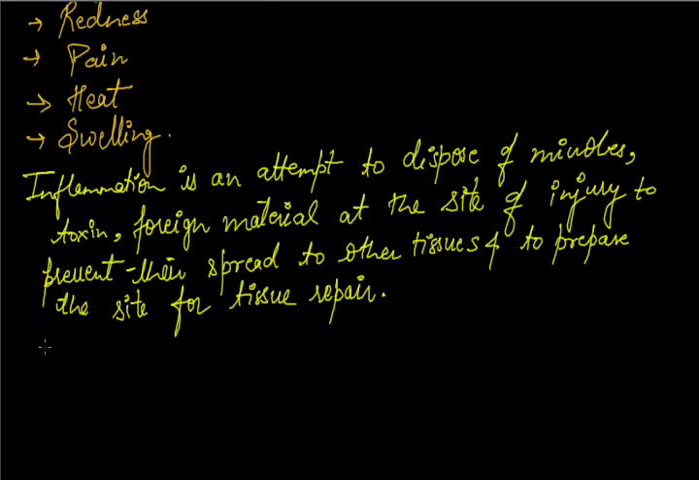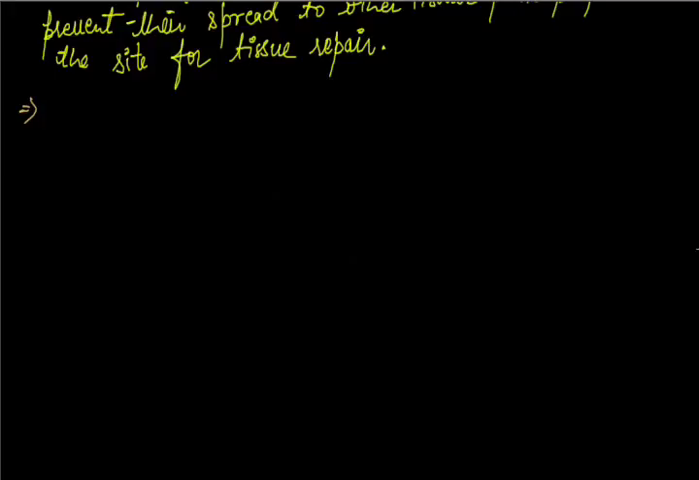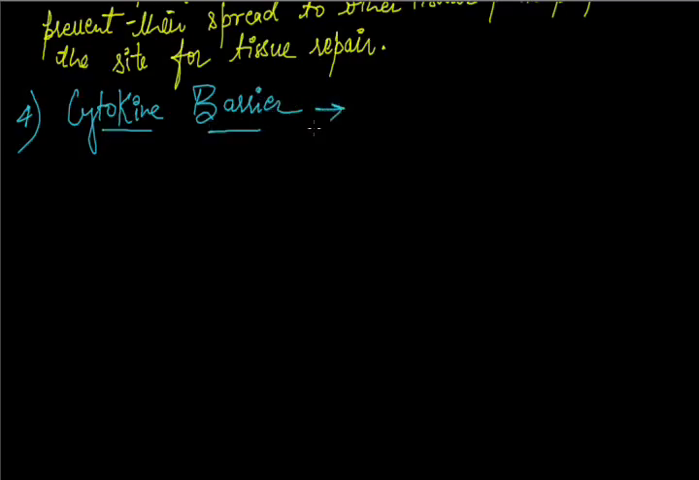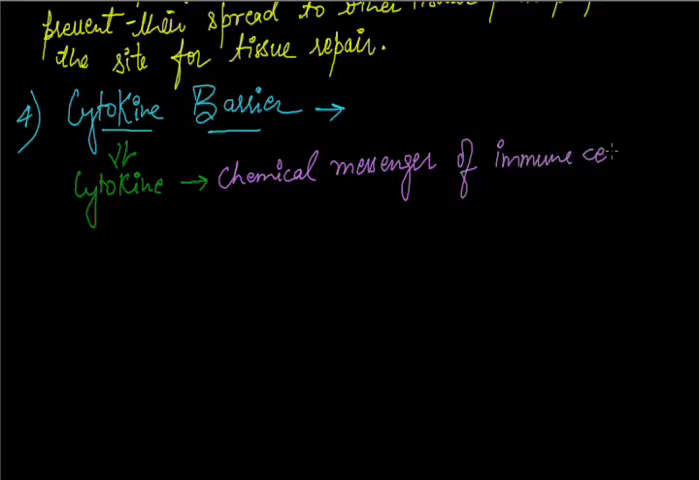Now next we're going to deal with the most important barrier, which comes after the cellular barrier, the cytokine barrier. This is the last barrier. With this we'll finish our innate immunity and we're going to study the acquired immunity. First, what do you mean by cytokine? Cytokines are the chemical messengers of immune cells which convey a message to cells like T cell and B cell to respond against a particular pathogen or foreign body.